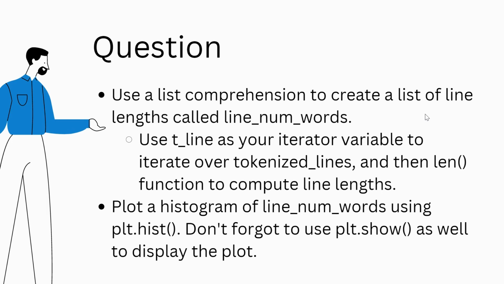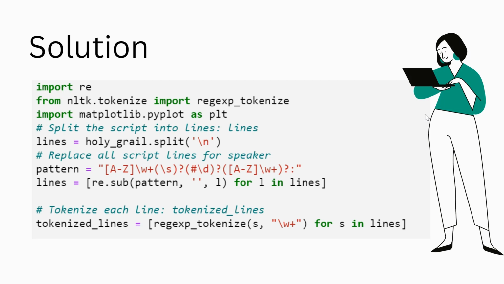Last, plot a histogram of line_num_words using plt.hist. Don't forget to use plt.show to display the plot. So this is the question. You can pause for a while and try this question on your own. And here is the solution.